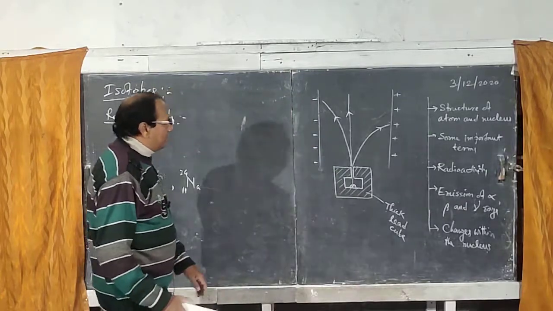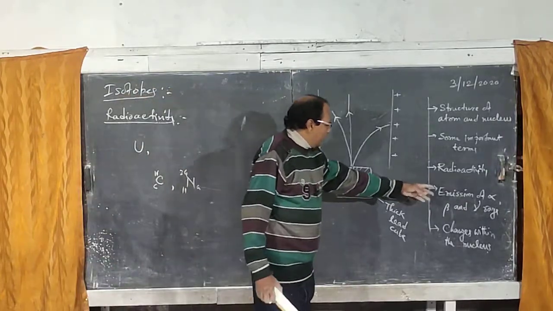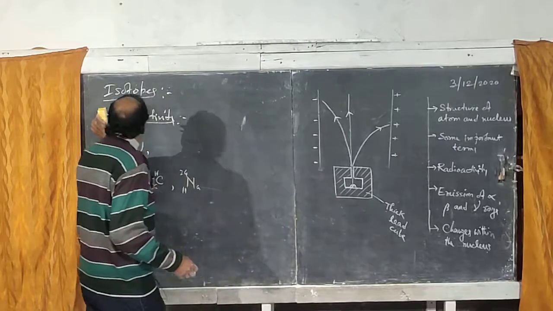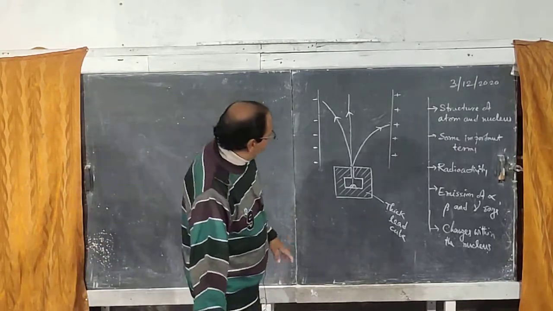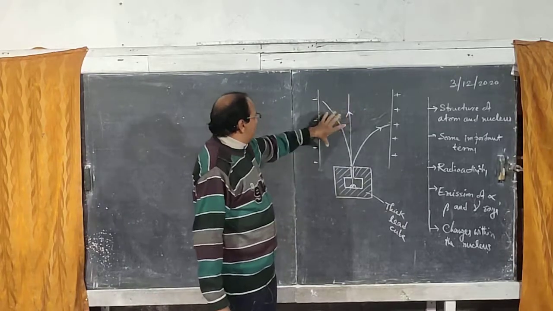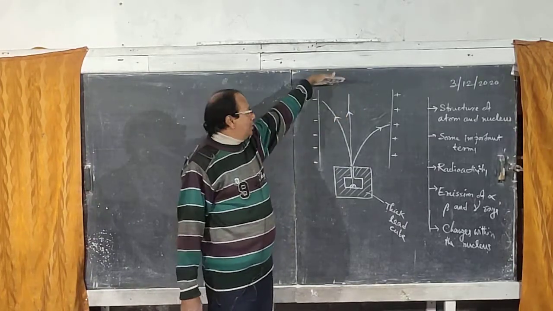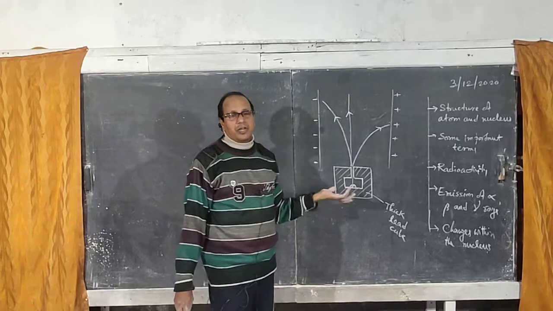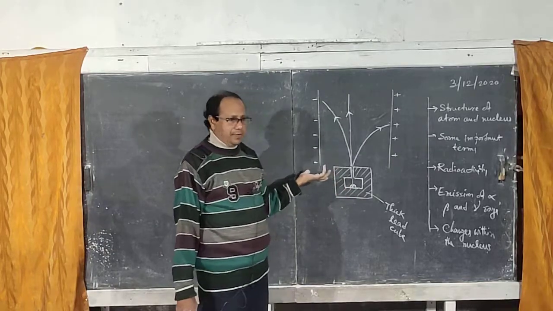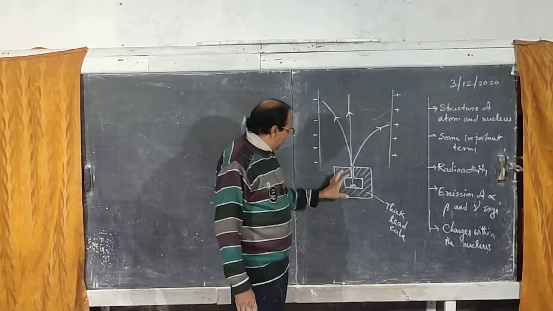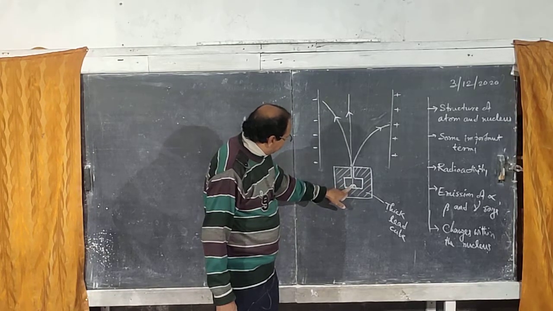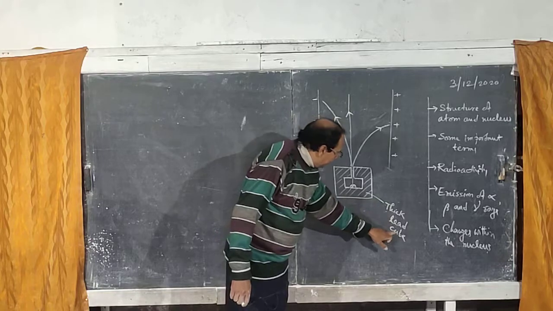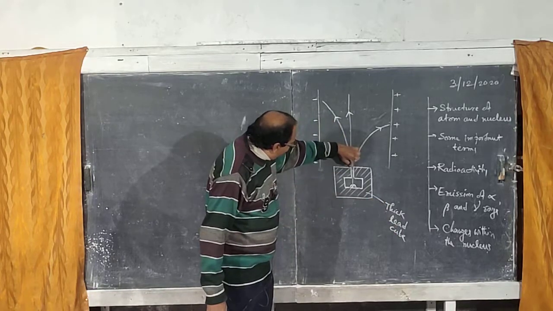Now we will talk about the emission of alpha, beta, and gamma rays. This type of experiment was first introduced by the scientist Rutherford. That's why it is also named the Rutherford experiment. In the Rutherford experiment, we have seen that some radioactive substances are kept in a thick lead tube having a narrow hole.